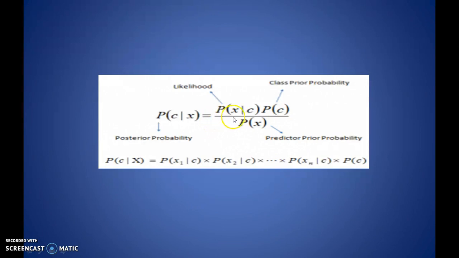So P(X|C) times P(C) divided by P(X) is the posterior probability calculation that we do. Here P(C|X) is equal to P(X1|C) times P(X2|C) times P(X3|C). So we lay out a lot of likelihood probabilities that we are going to calculate, and then come back and conclude the posterior probability.